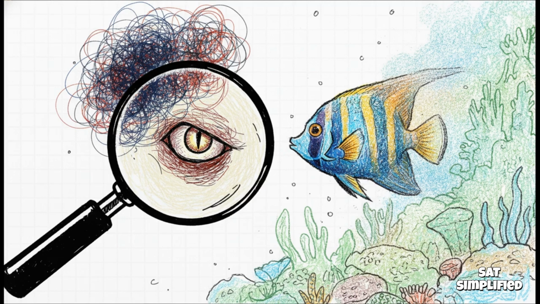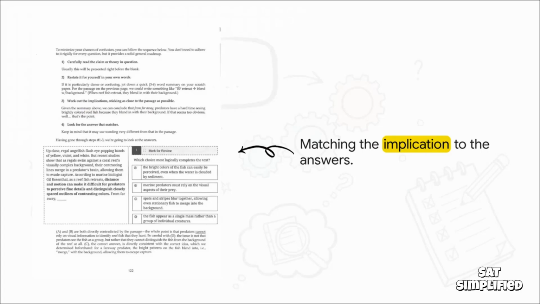When reef fish retreat, they blend with their background. Just by doing this, we've naturally worked out the core implication. From far away, predators have a really hard time seeing brightly colored reef fish because they just blend in. Now, if that seems almost too obvious, actually, that is exactly the point. Now for the final step, tackling those actual multiple choice options.